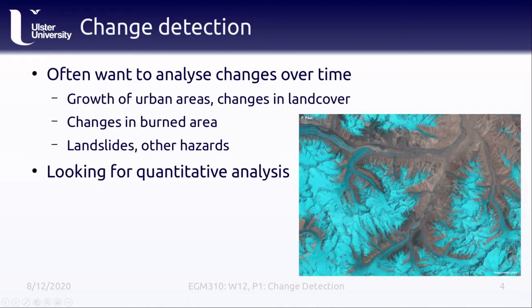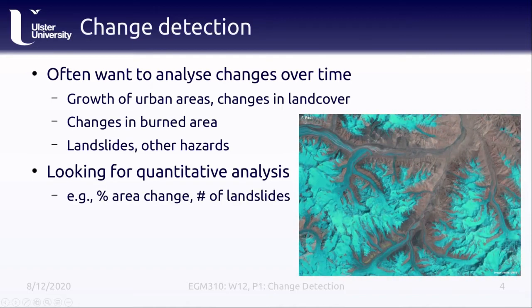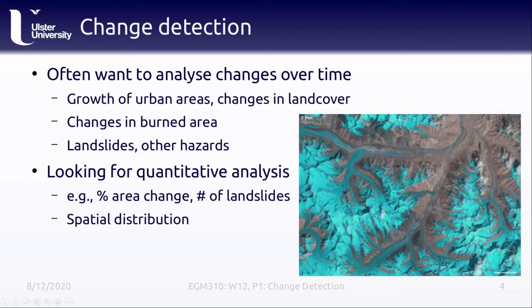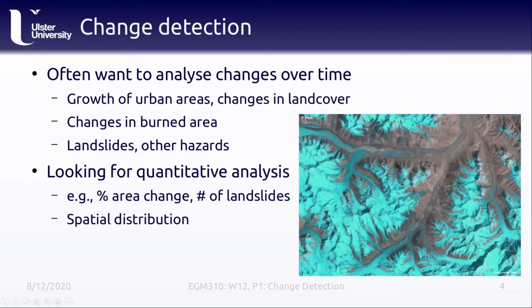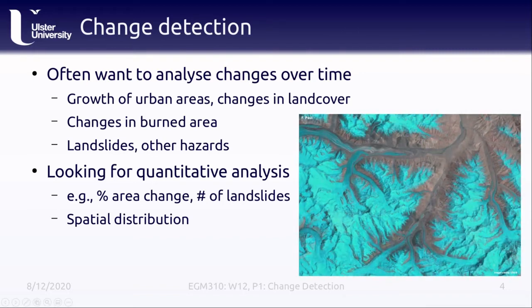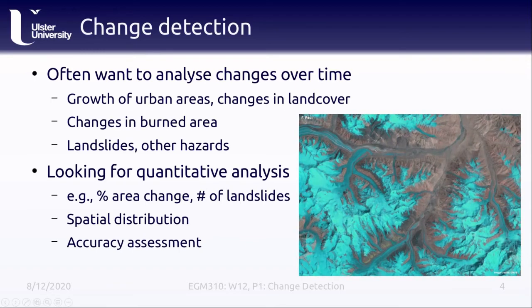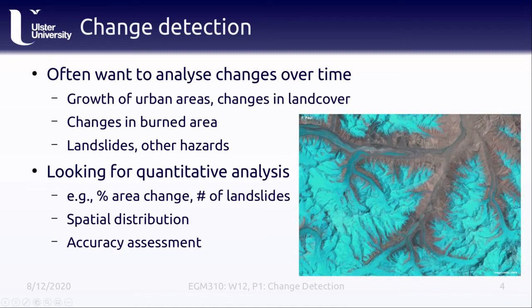We also want to have some kind of quantitative analysis. For example, the percent area change of glaciers or the number of landslides. We may also want to understand the spatial distribution of these things. For example, where do we see the largest changes in urban area? We usually also want some kind of accuracy assessment so that we can understand how accurate our results are and gauge how reliable the changes that we observe are.